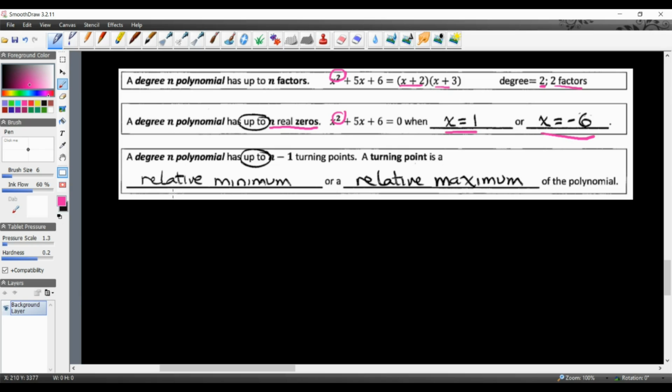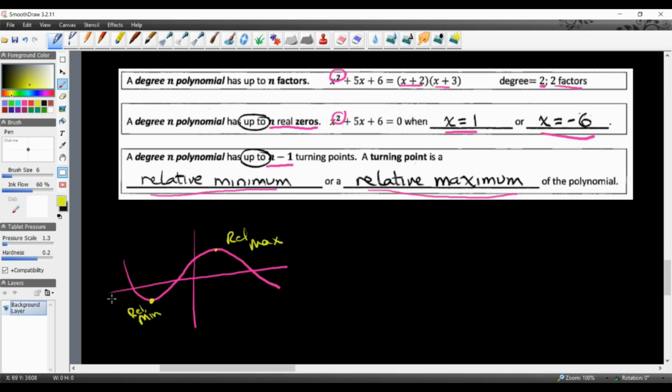And finally, a degree n polynomial has up to n minus 1 turning points. The turning point is where the graph will change direction. So usually you'll see something like a relative min or a relative max, and that's where the turning point will start. So for example, I'm just going to make this up. Let's say we had something kind of like this. This is a cubic function, and we have a relative minimum here, so I'm just going to put rel min, and we have a relative max right here. If we count our turning points here, there are 2 of them. The graph changes from going down to up here, so this is 1, and then we have 2. So this one has 2 turning points.